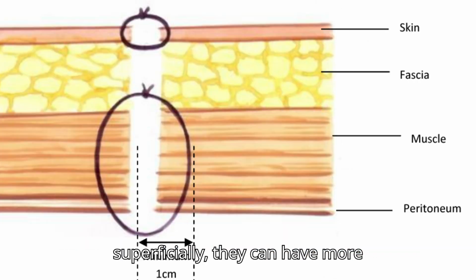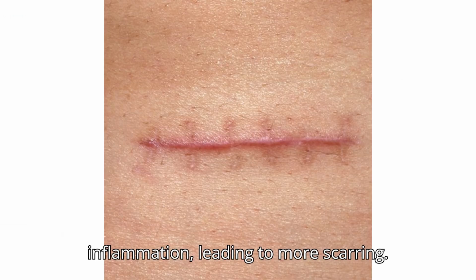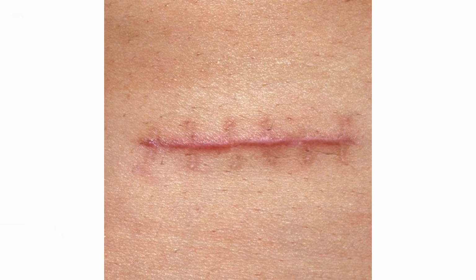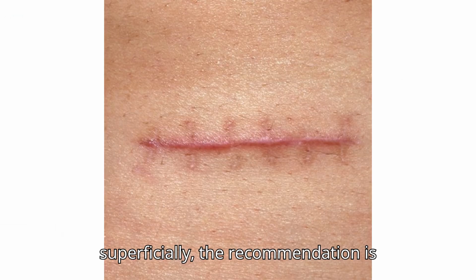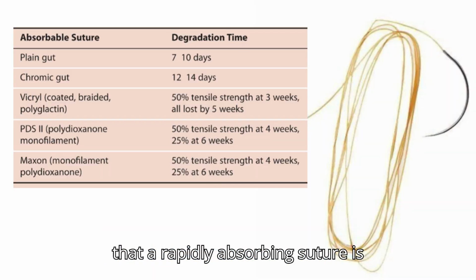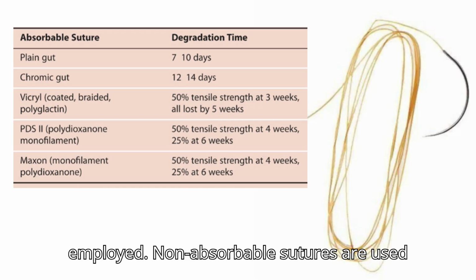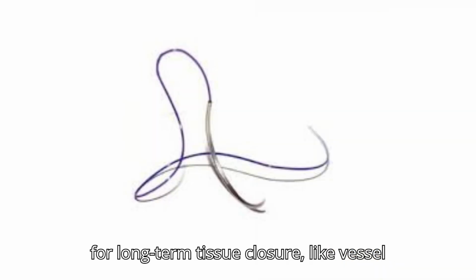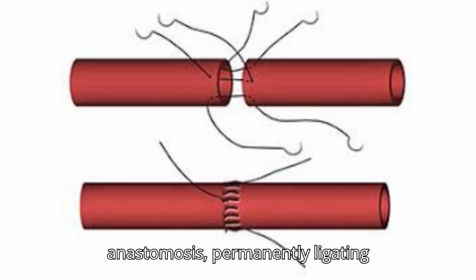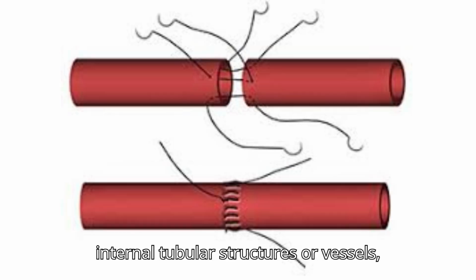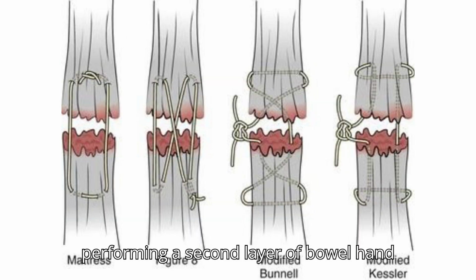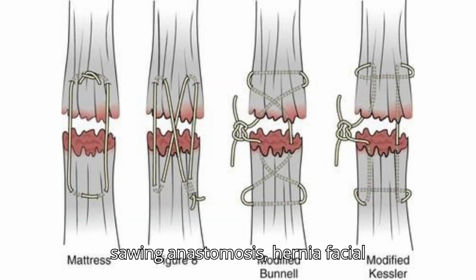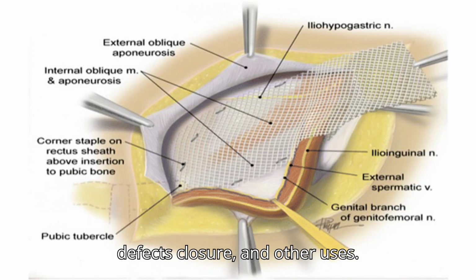When used superficially, they can have more inflammation, leading to more scarring. If using absorbable sutures superficially, the recommendation is that a rapidly absorbing suture is employed. Non-absorbable sutures are used for long-term tissue closure, like vessel anastomosis, permanently ligating internal tubular structures or vessels, performing a second layer of bowel hand-sewn anastomosis, hernia fascial defects closure, and other uses.